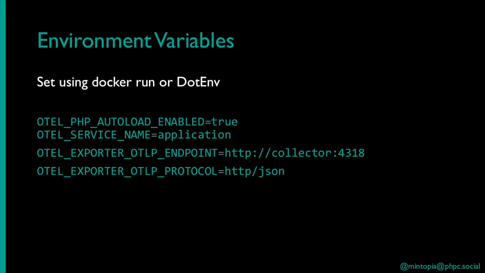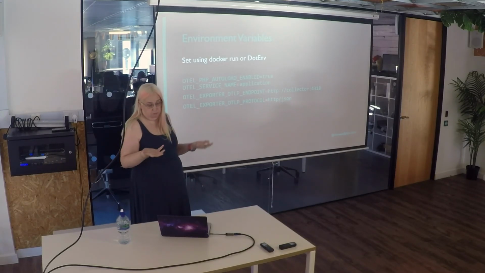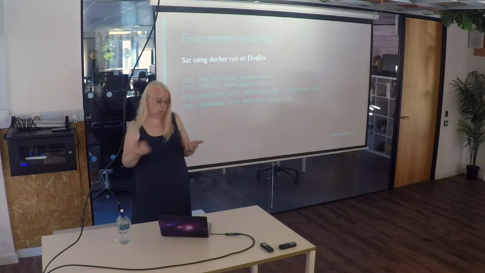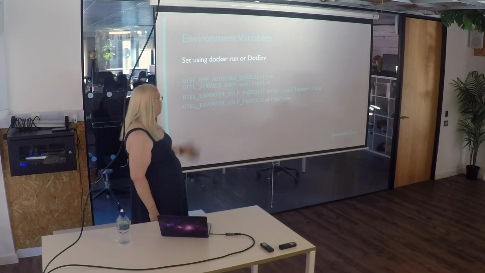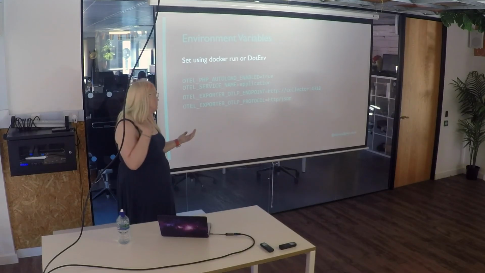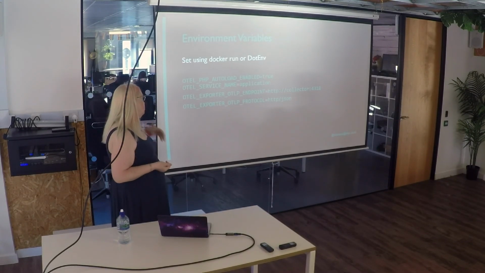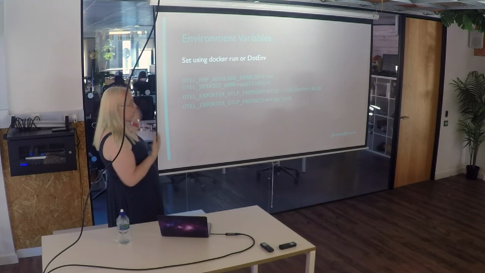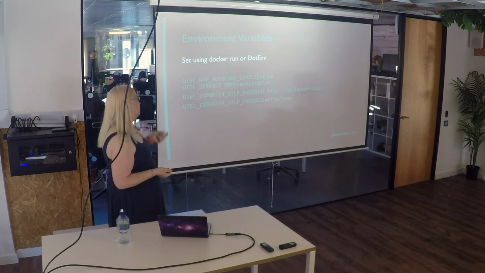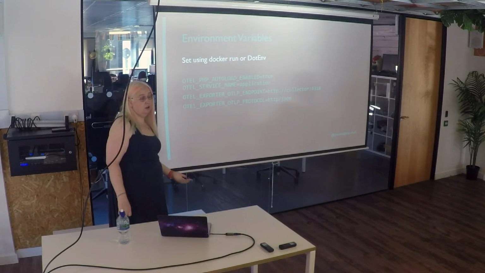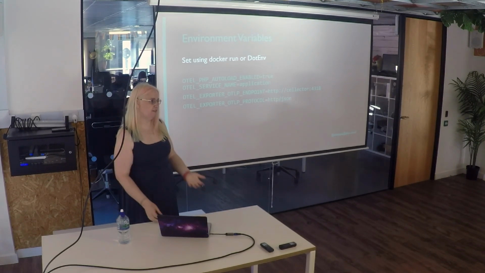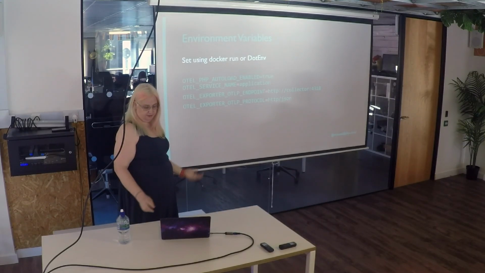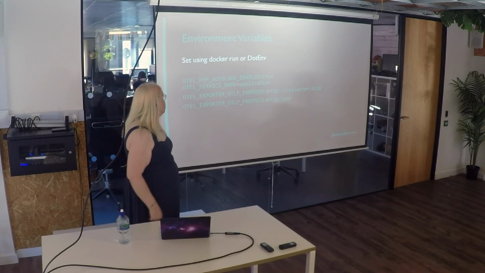And finally, the environment variables. We set them using .env or docker run or whatever you're doing for environment variables. You just put those in, and those 4 are enough to get it going. So you enable the auto telemetry, you give your application a name, you specify where to send the data to, and you can specify the protocol. It supports a few protocols. I've used HTTP/JSON here as it's the easiest, but in production you would probably use gRPC or protobuf, which would require some more PHP extensions, but they're fairly easy to install. But to get going with this, it's just going to be using HTTP/JSON.